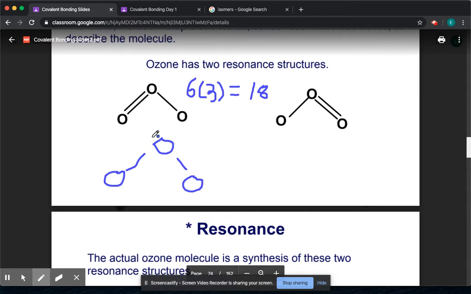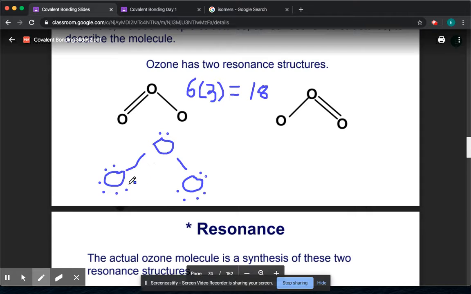So we drew this, our centerpiece. First thing you do is draw your dots on your outer ones. Boom, boom, there you go. How many electrons have we used up so far? Remember, each bond counts as 2. So that's 2, 4, 6, 8, 10, 12, 14, 16. We used up 16 of them. We have 2 left, so those final 2 are going to go on the one in the middle.